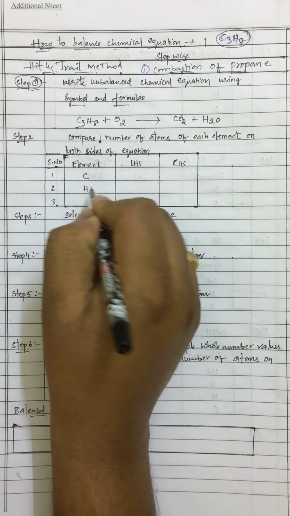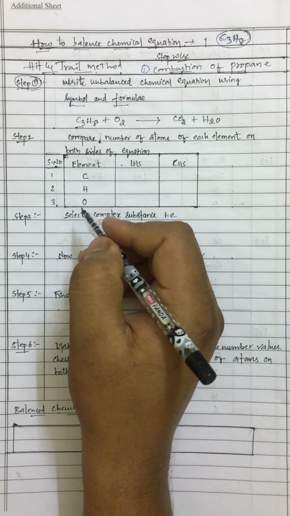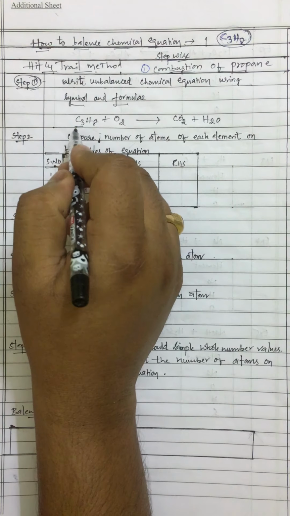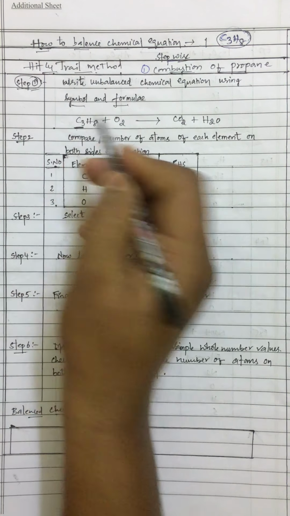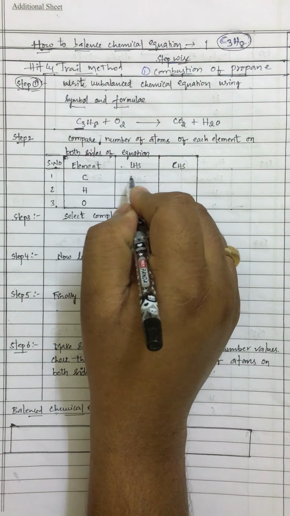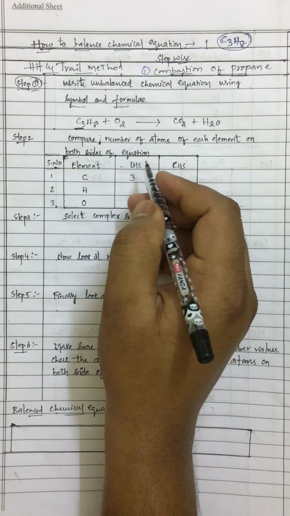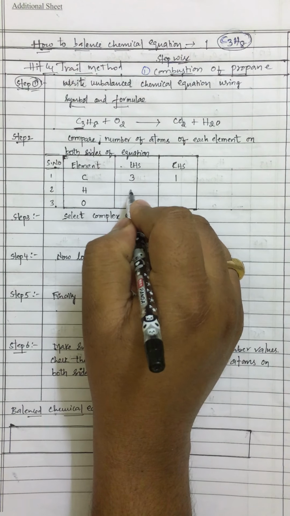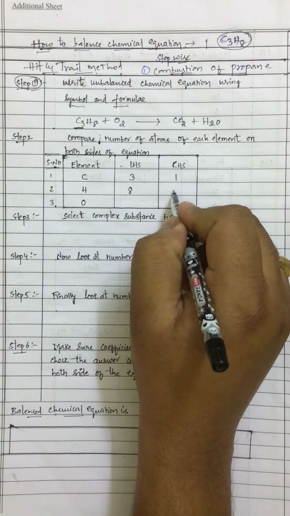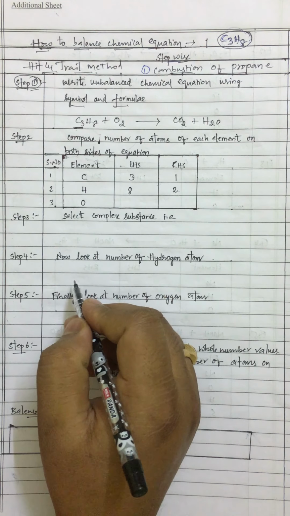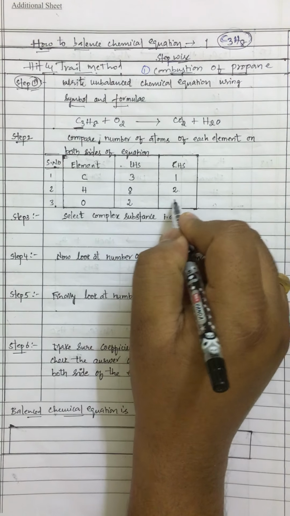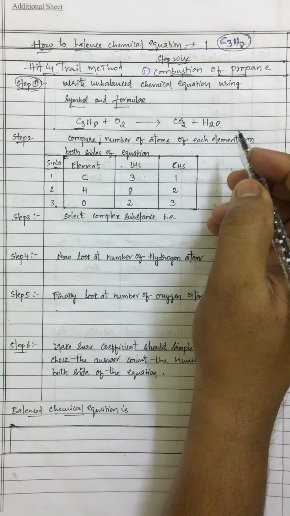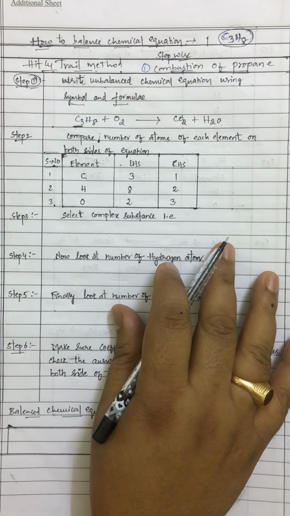So how many carbons are present on the left hand side? The number which is written below gives you the number of atoms. So the number of carbon atoms on the left hand side is 3, right hand side 1. Hydrogens are 8 on the left hand side, 2 on the right hand side. Oxygens are 2 on the left hand side, 3 on the right hand side: 2 in CO2, 1 in H2O. Okay, this is step 2.